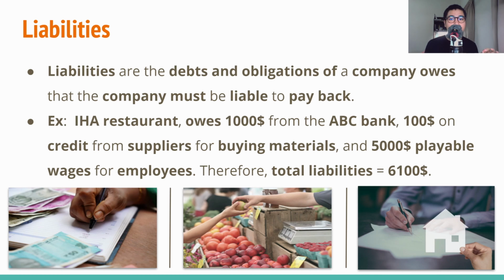IHA restaurant owes 1,000 to the ABC Bank, 100 on credit from a supplier for buying materials, and 5,000 payable wage for employees. So basically, the IHA restaurant owes 6,100 in the liability category. That is based on the concept above. If the owners of the IHA restaurant want to stop doing business, the restaurant has to pay up the liability before the owner will collect the rest. So this is the explanation for the sentence: the liability has a claim against assets.